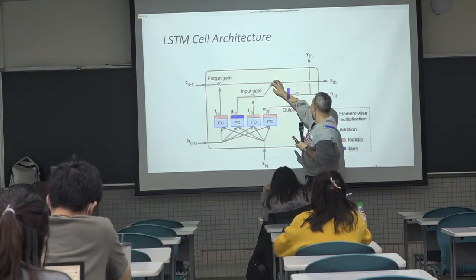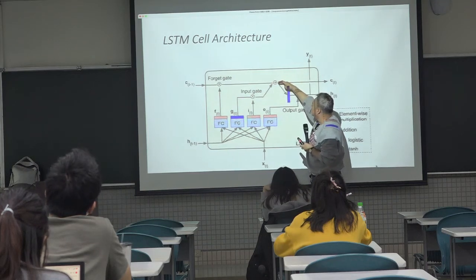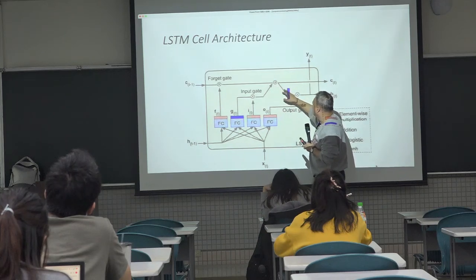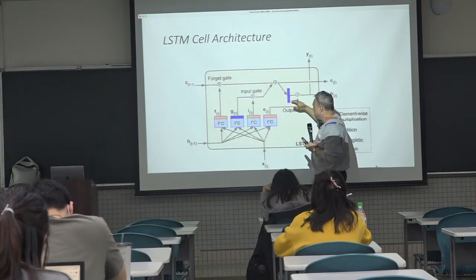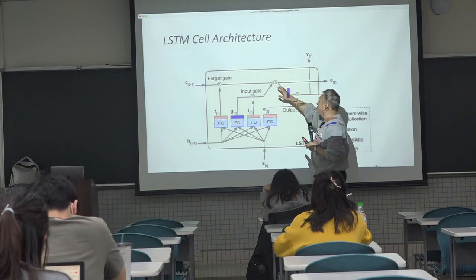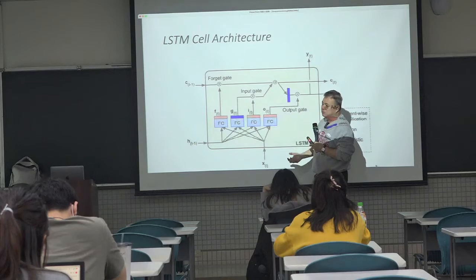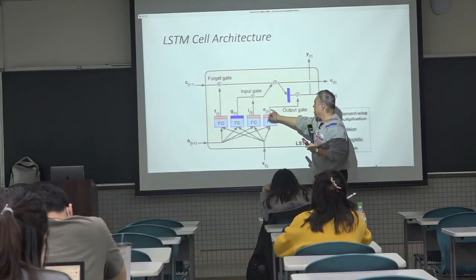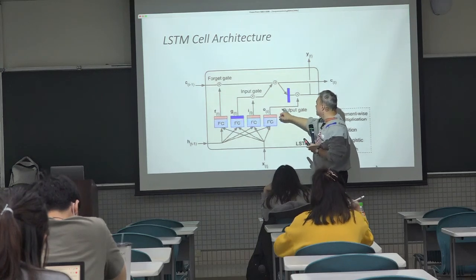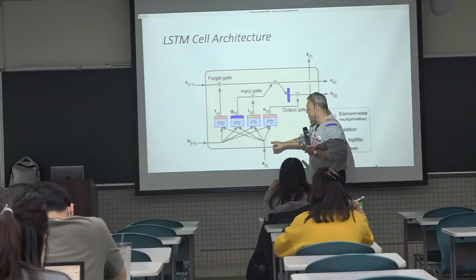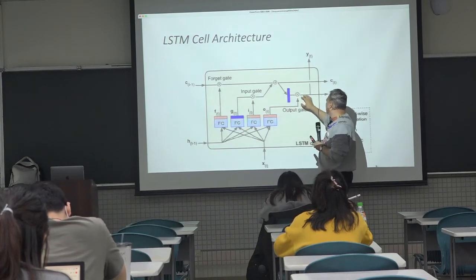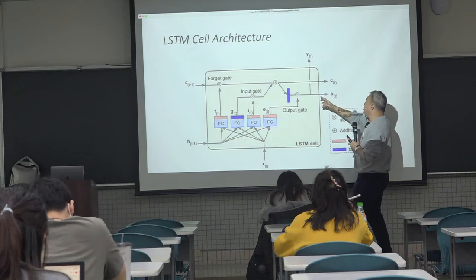And then this new CT comes here and goes through a hyperbolic tangent again, to extract some information that is important as short-term information. And this short-term information is going to be controlled by this gate, so that we extract information from here to be the HT as well as the output.